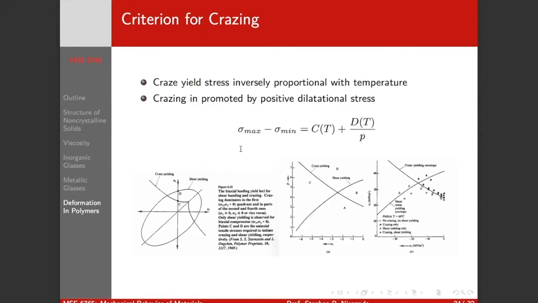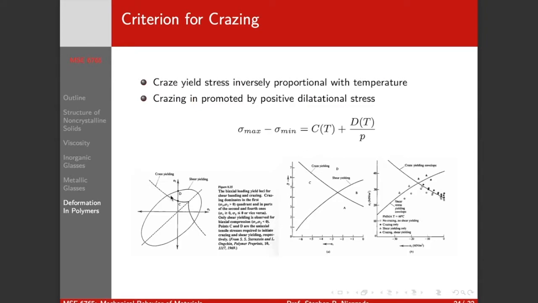Okay. So you can imagine you're not going to craze under a compressive load, right? You need something ductile to open up those pores. Okay. So crazing is going to be promoted by a positive dilatational stress, and it's going to be inversely proportional to temperature. So you have a criterion, right, an empirical kind of criterion that looks like this.